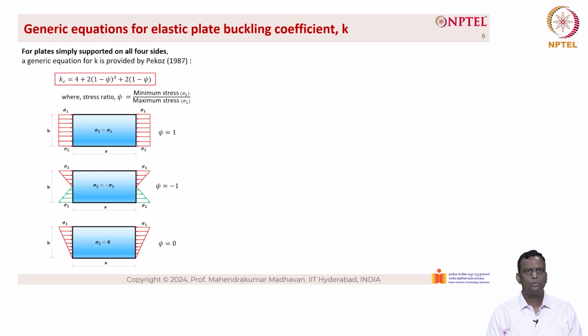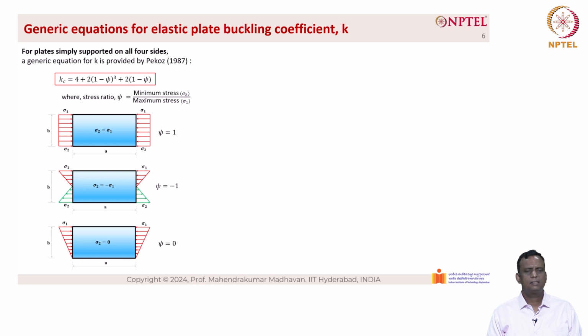For the first case where it is subjected to uniform compression, the value of sigma 1 is equal to sigma 2, and hence the value of psi is given as 1. For the next case where it is subjected to bending, sigma 1 represents the compressive stress that is acting at the top of the plate and sigma 2 is the tensile stress acting at the bottom. The ratio is defined as minus 1 because sigma 2 is equal to minus sigma 1, divided by the maximum stress sigma 1. So, we have minus 1 as psi.